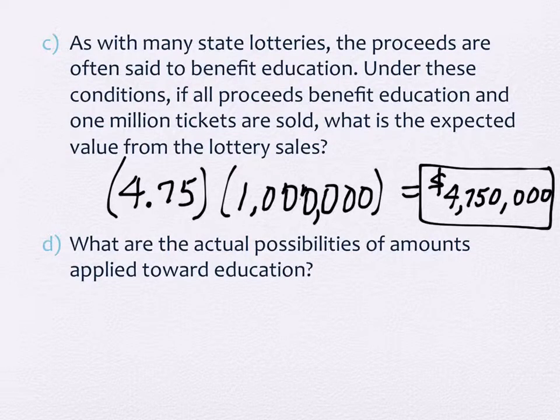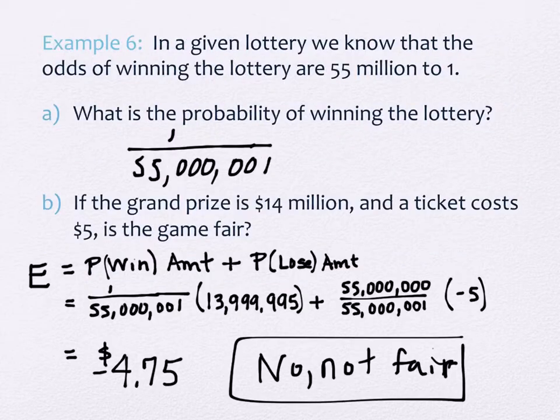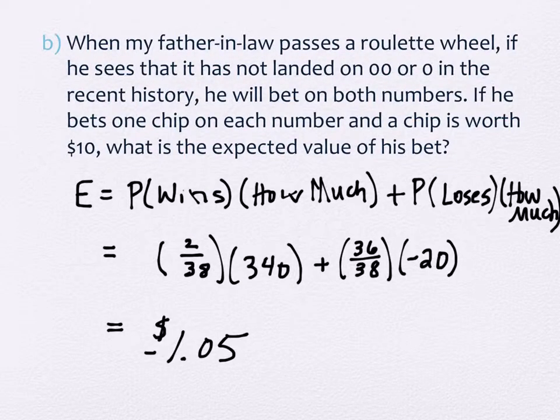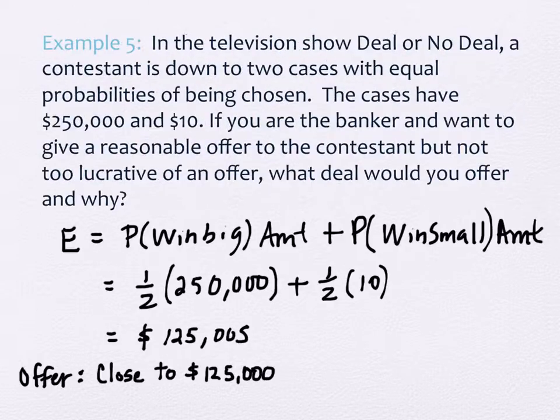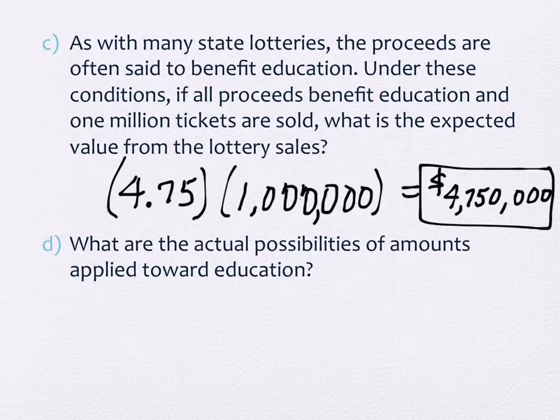All right, so let's take a look at the reality, though. Part D says, what are the actual possibilities of amounts applied toward education? This 4 million number is an expectation over the long haul, right? So in a given lottery cycle, if 1 million tickets are sold, this is not what's going to happen in a specific example. This is like you in the roulette wheel. You're not going to win whatever that number was. What did we have? 105, right? I mean, you're not going to lose 105. You're either going to lose 10 or 20 if you've bet this way, or you're going to gain the 340. Those are the two possibilities, lose 20 or gain 340. So that's kind of the same thing going on here. It's not 4.75 million.